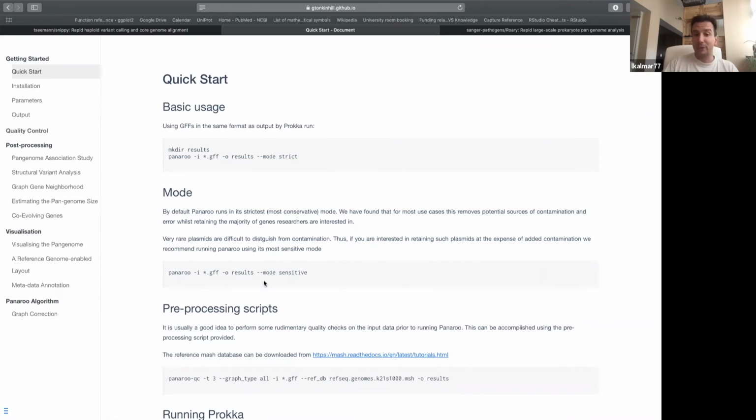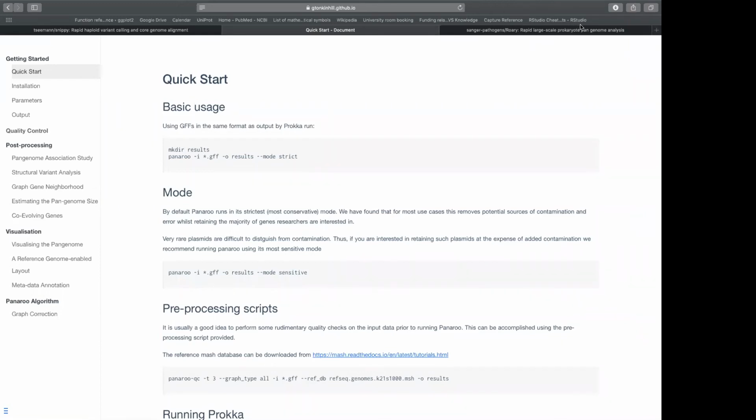I just tried to run Panaroo on those 4, actually 5 GFF files, and it took a very long time. I don't know if Chioma, did you finish with your Roary run? No, because it kept breaking and I didn't want to start it because we were going to have this class, just in case we needed this.